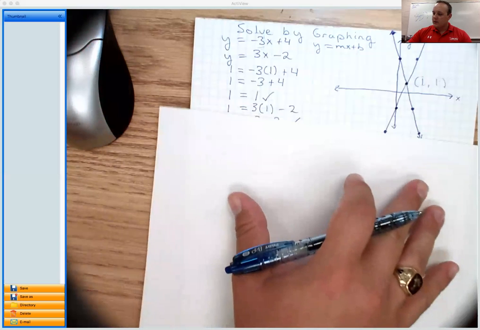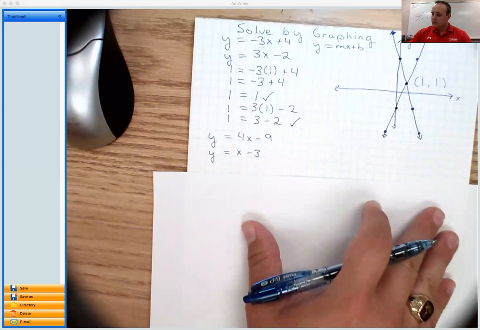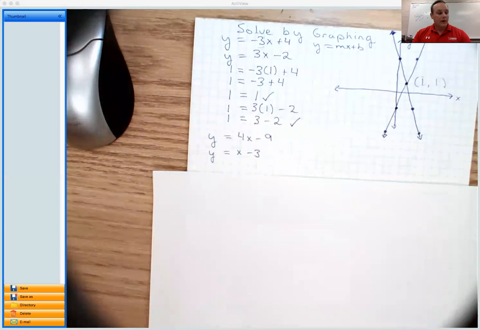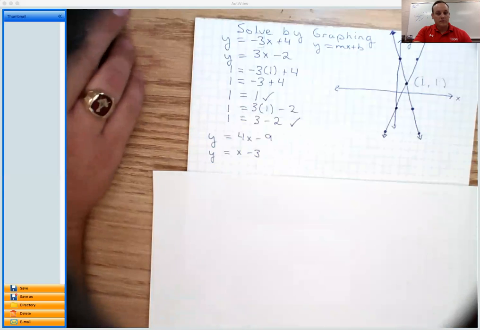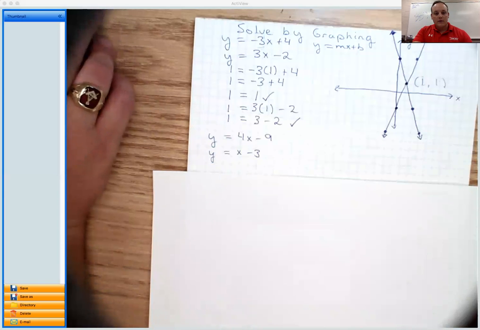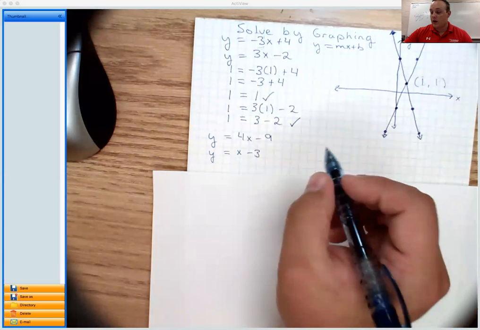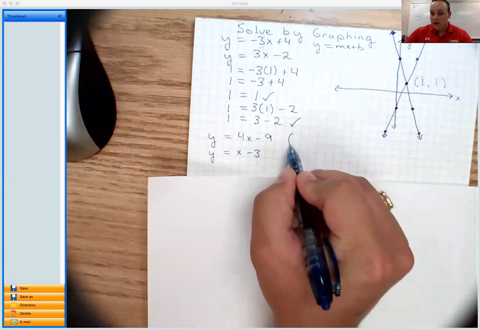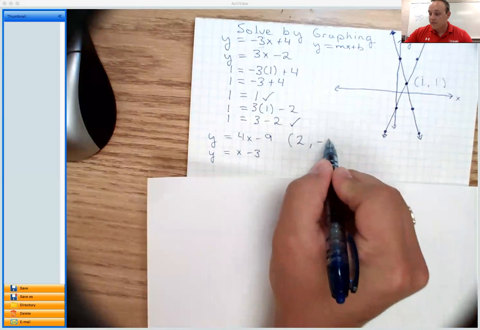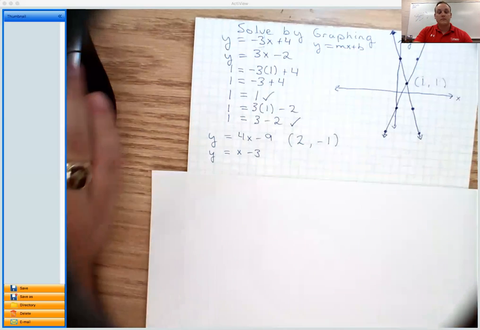If you want another practice one, there we go. And for that, if you go through and graph that, you should end up getting 2, -1 as your answer.